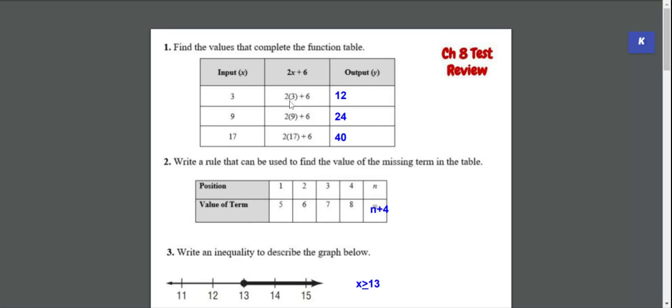So of course the parentheses mean multiply. This would be 2 times 3 is 6, and then 6 plus 6 is 12. 2 times 9 is 18. 18 plus 6 is 24. And 2 times 7 is 34. 34 plus 6 is 40.